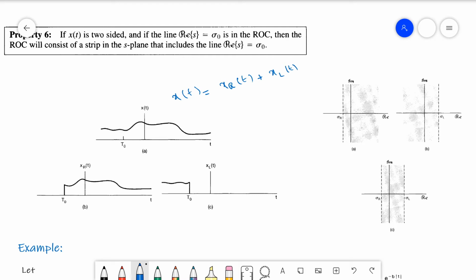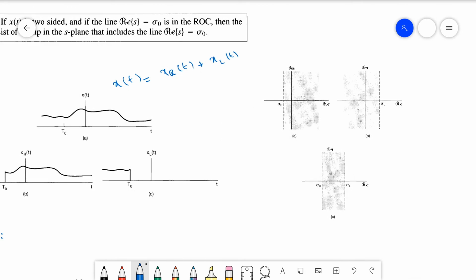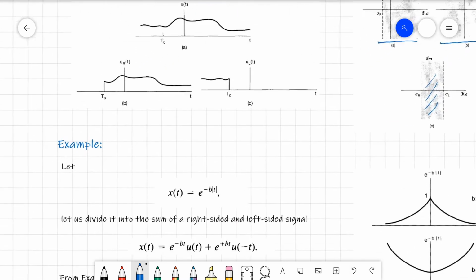Then we can find the region of convergence of x(t), which will be the common area of xr and xl. We can see from here that, let's suppose, this is the region of convergence for the right-sided signal, and if we have the region of convergence for the left-sided signal as this, then the common region between them will be the region of convergence for x(t). So let's do an example.